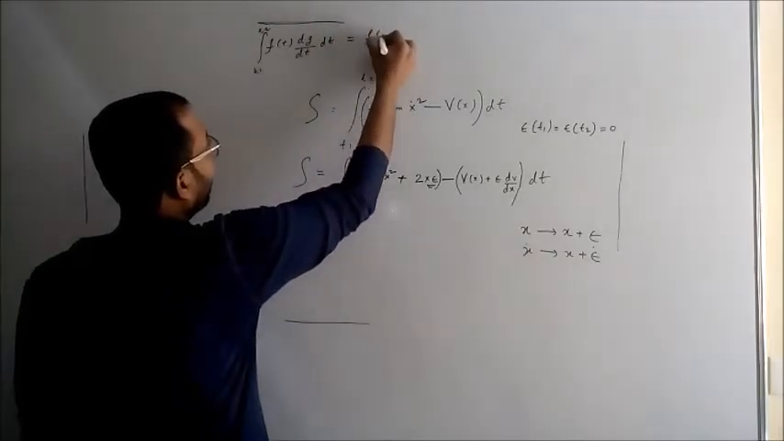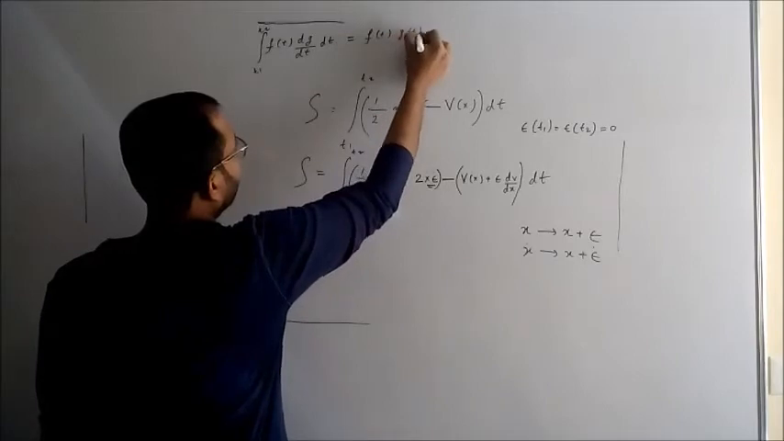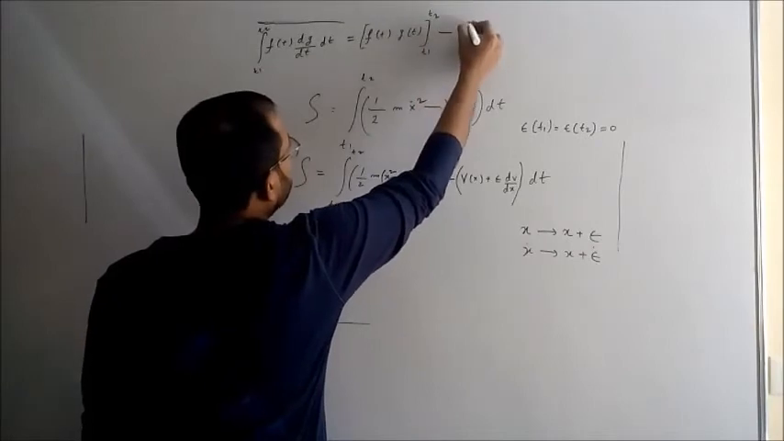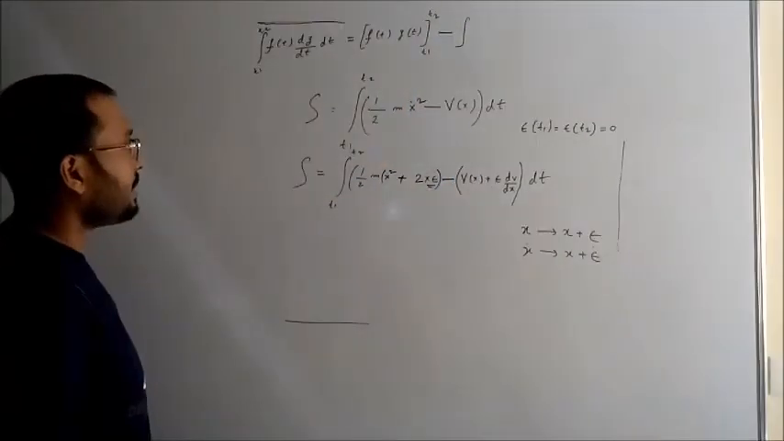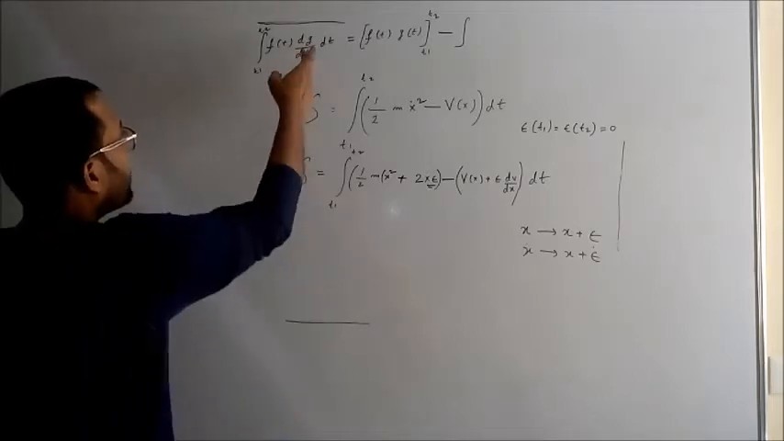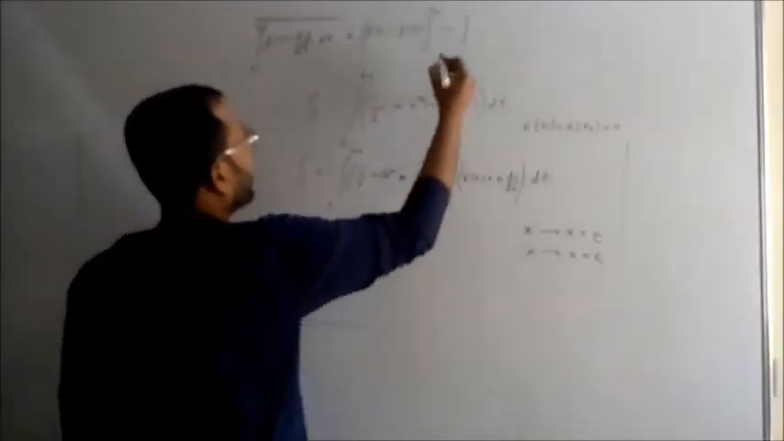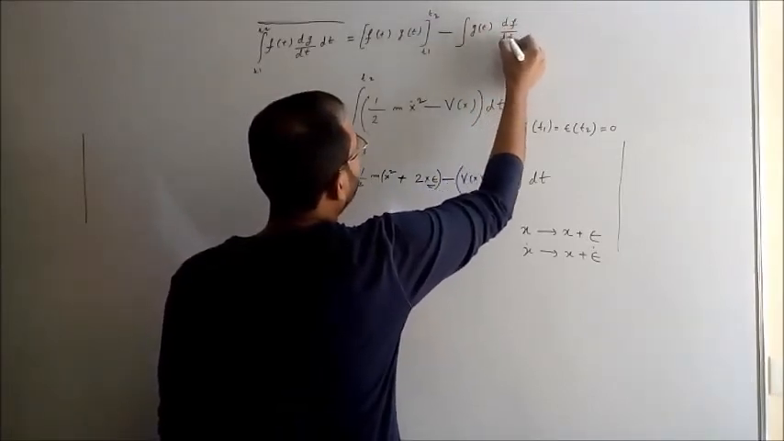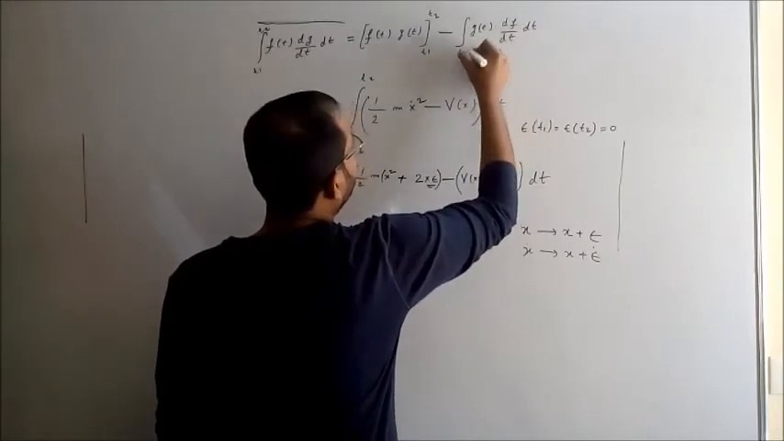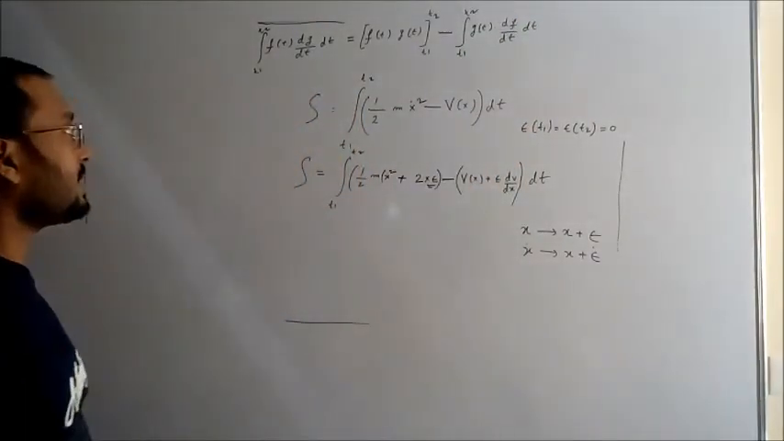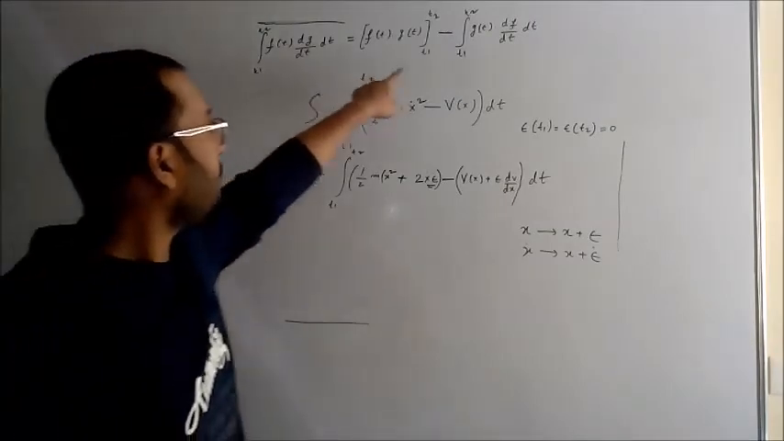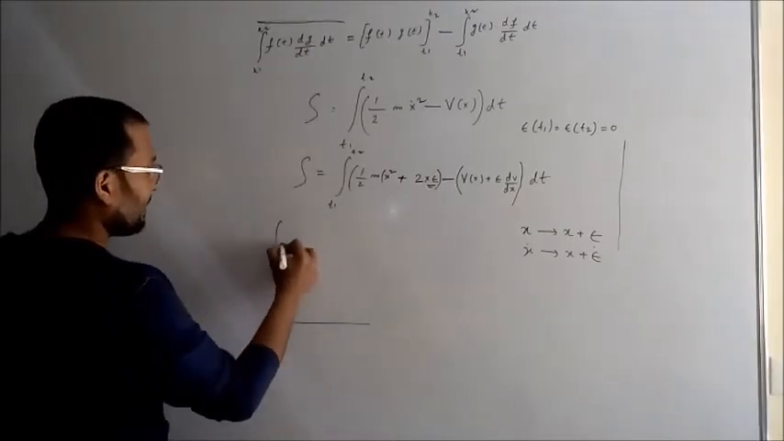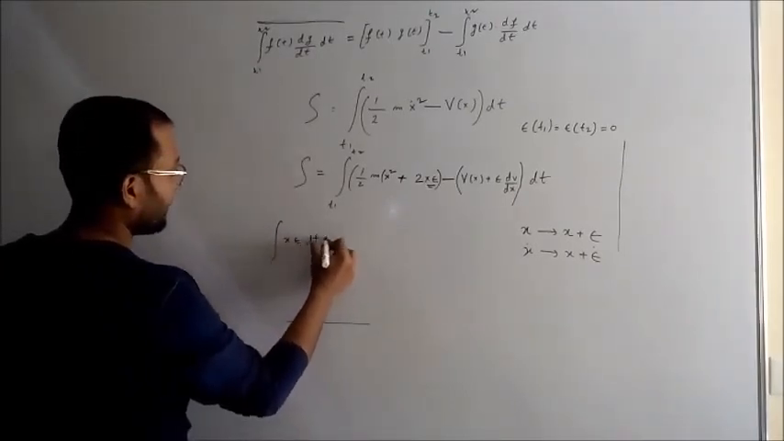is f(t) times g(t), the limits being t1 and t2, minus integration. The second term is very easy to remember. You just flip f and g. So what you get is g(t) times df/dt integrated in time between the points t1 and t2. So this is the formula for integration by parts that I'm going to use. Let me calculate integration x dot epsilon dot dt right here.